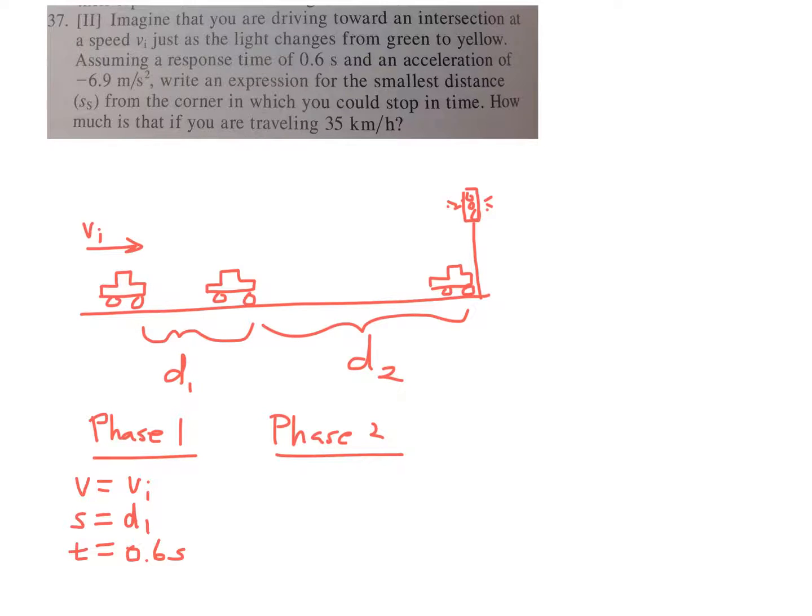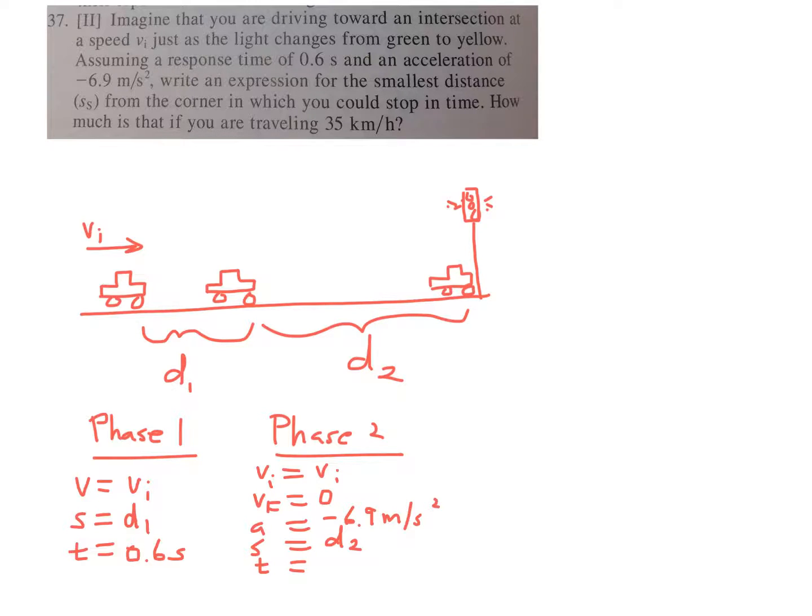In phase 2, you'll be decelerating, and we usually have 5 quantities: v sub I, v sub f, a, s, and t. Well, v sub I is literally v sub I. You're going to be coming to a stop, so v sub f is 0. Your acceleration, it says, is negative 6.9 meters per second squared. S, we're calling that d sub 2. And then t, it doesn't really matter right now. I could just call that t, but I won't need t sub 2.